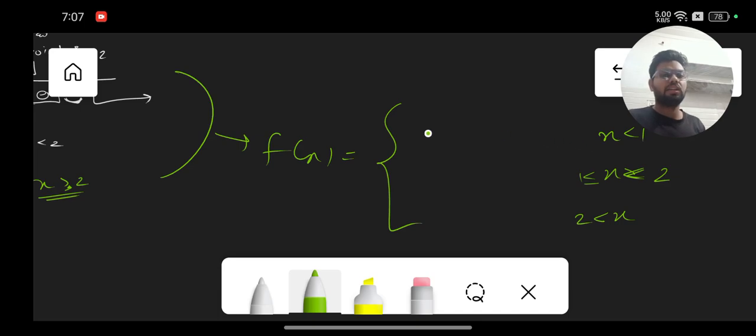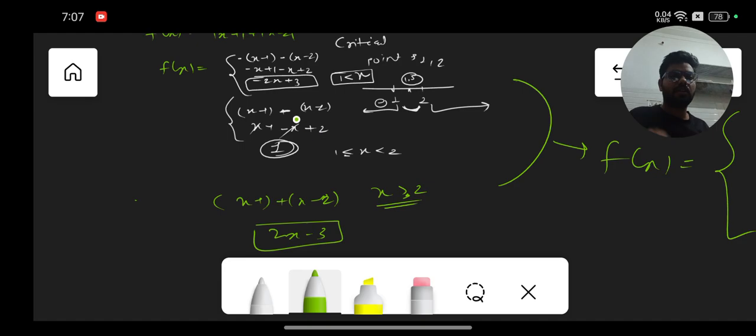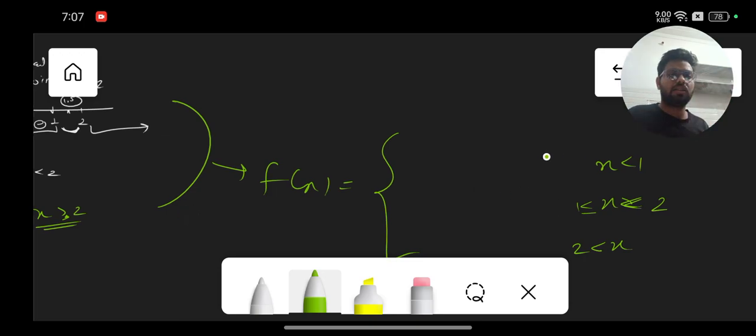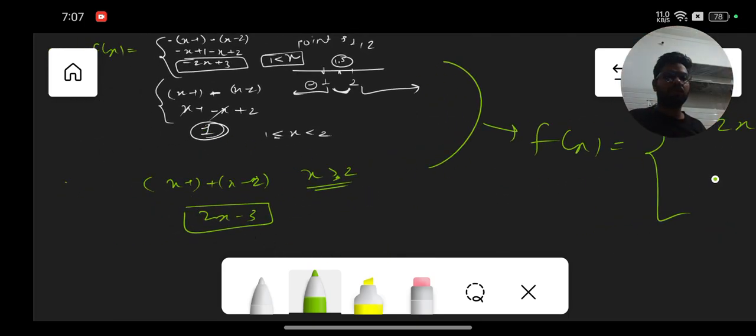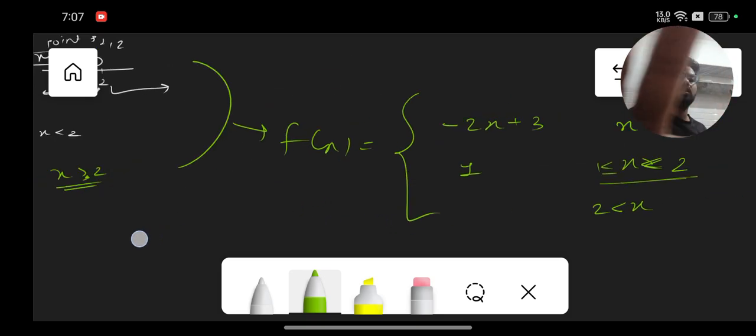Less than 1 के लिए क्या value आई थी हमारी? देखो अगर check करो तो क्या value आई थी? देखो, minus 2x plus 3. Got it? ये value आई थी जो हम यहाँ put up कर देंगे, minus 2x plus 3. और जब इस interval की बात करें तब क्या value आई थी? तब हमारी value आई थी 1. So we will write here 1. और इसके लिए 2x minus 3.